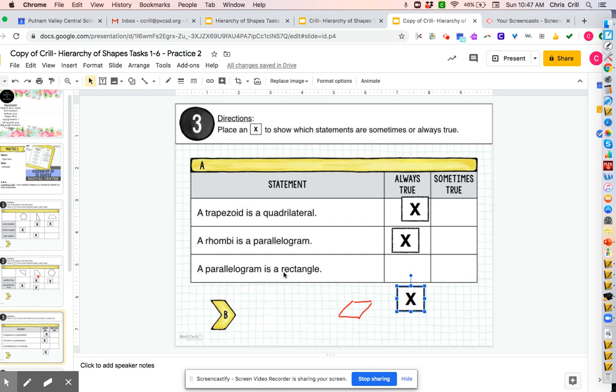And a parallelogram is a rectangle. Well, let's see. This is a parallelogram because it's a rhombus. Is this a rectangle? Are all rectangles parallelograms? Yes, but are all parallelograms rectangles? No, some are. So we're going to put an X there.